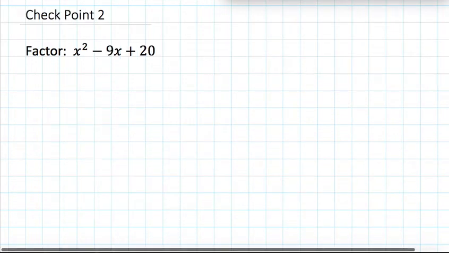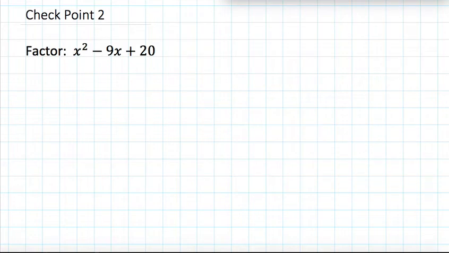Next, you should do checkpoint problem number 2. Do this in your notes, check your answer, and then move on with the rest of the video.